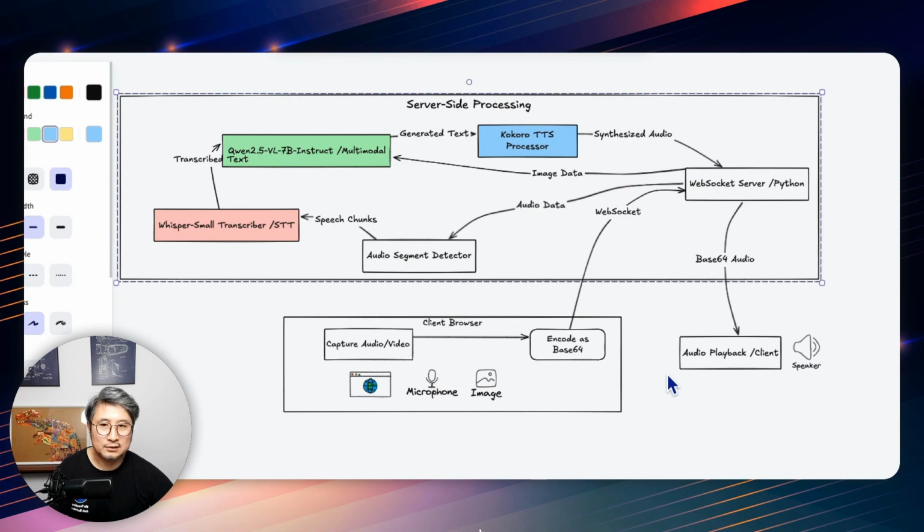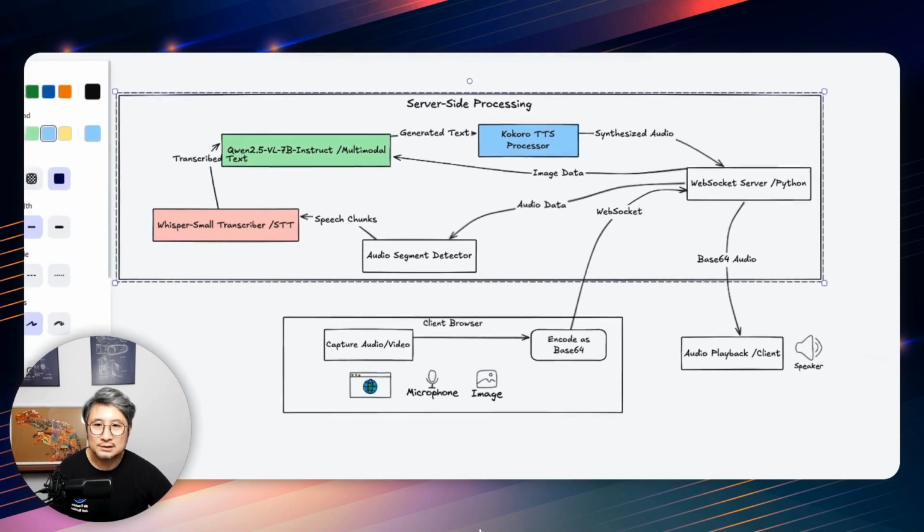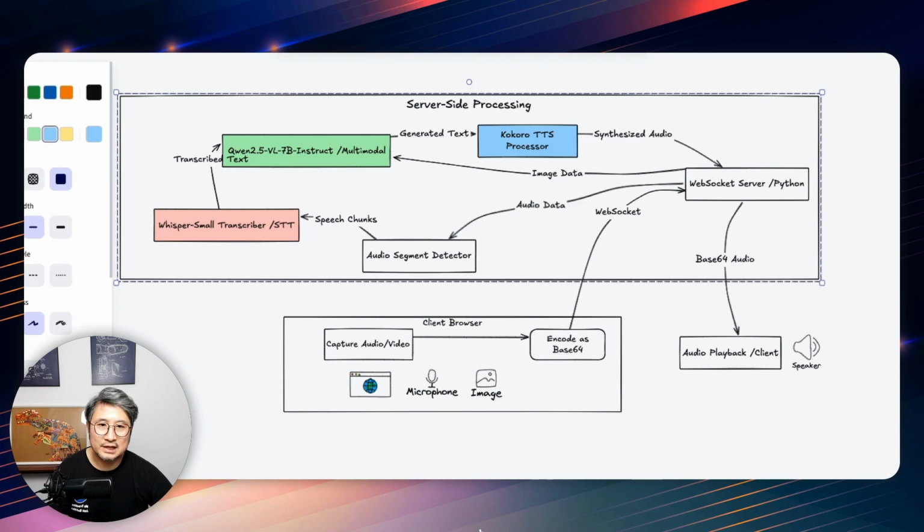And the WebSocket server built with Python is managing the WebSocket connection, handling the audio segmentation, and coordinating the 3 test stages. So before going to the model, first we have an audio segment detector. This is a very important component to analyze the incoming audio stream for speech activity. It uses energy threshold and silence detection to pick up the meaningful speech segments, ensuring the system does not waste time and resources processing continuous noise.